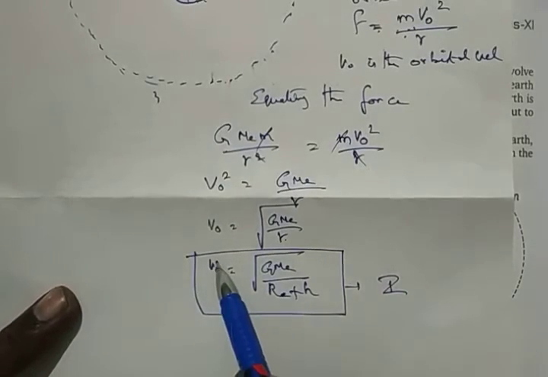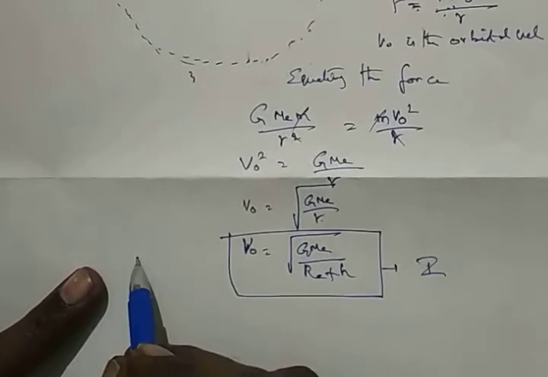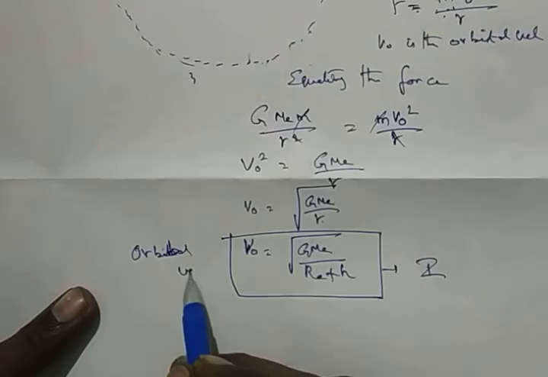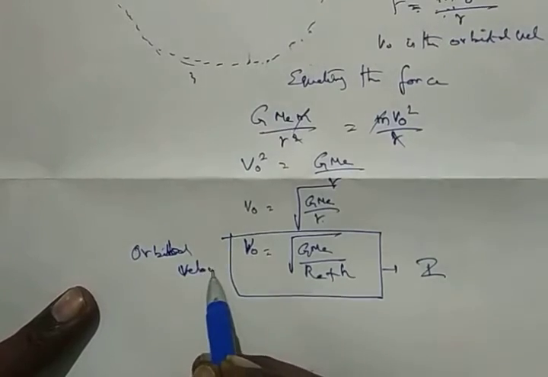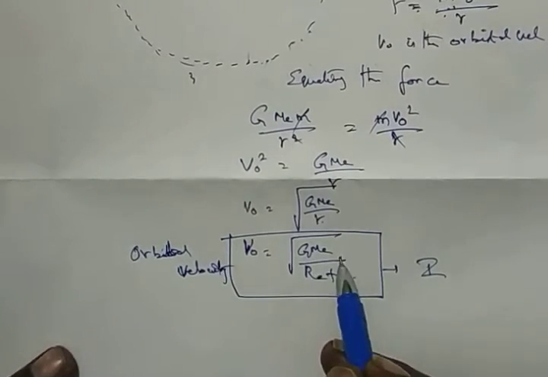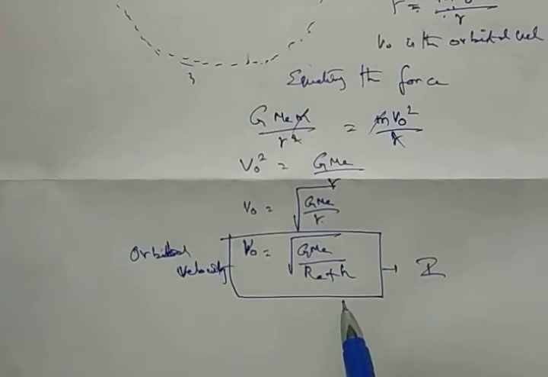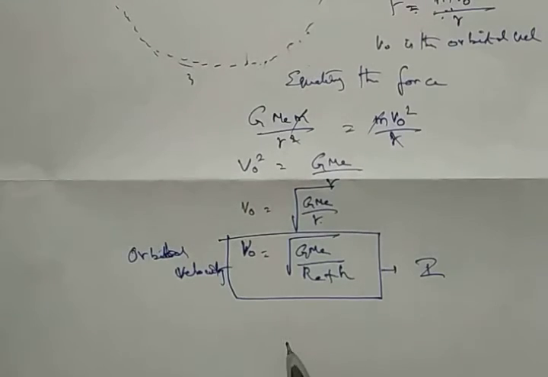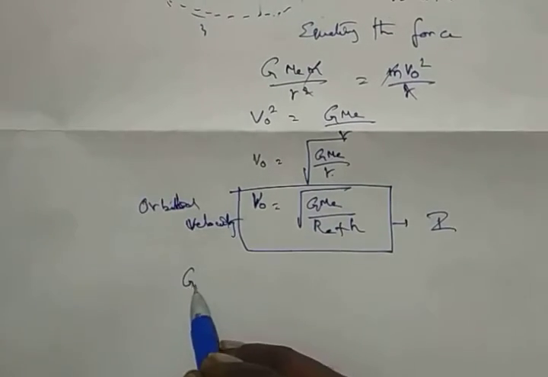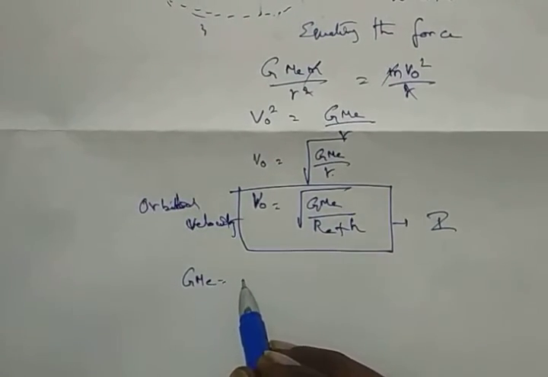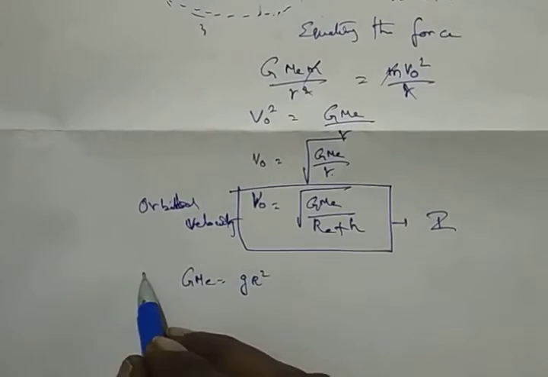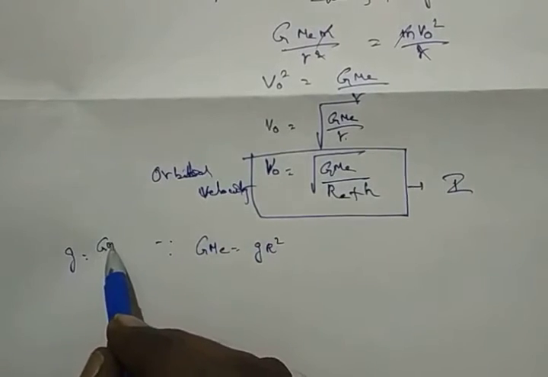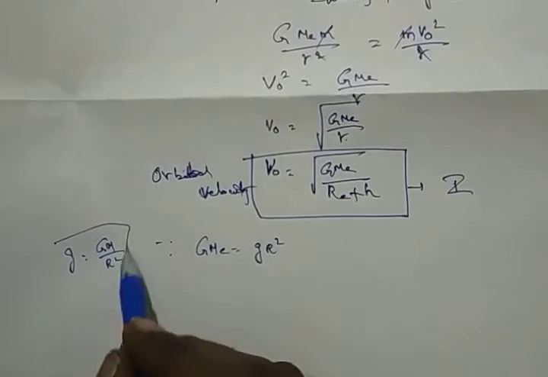The orbital velocity v0 is given as under root of G M_E upon R_E plus H. That is already given here. Now you can also change this G M_E into something else which we know already. G M_E is equal to g R square. How did this one come? g is equal to G M upon R square. So this is the basic thing.